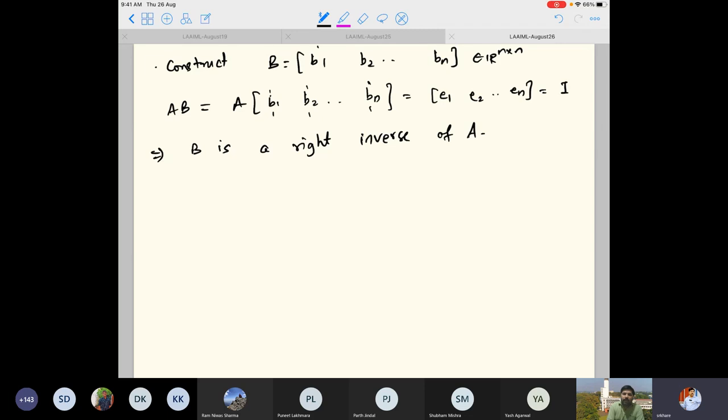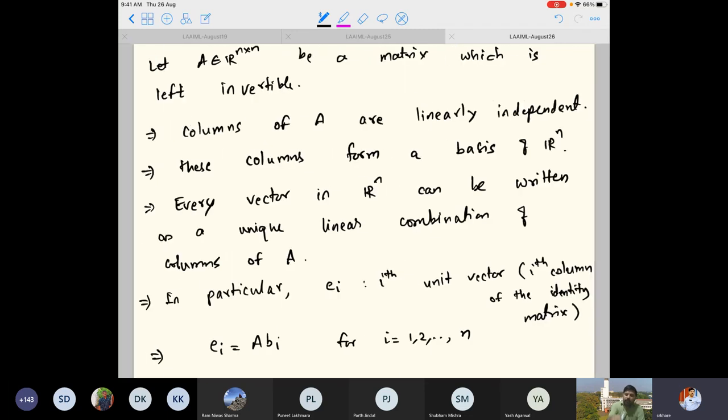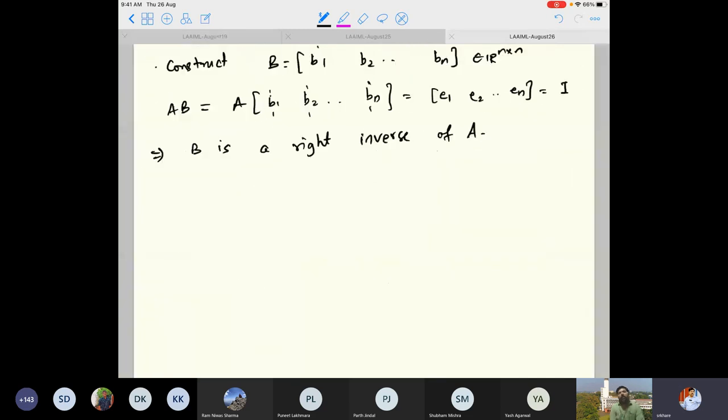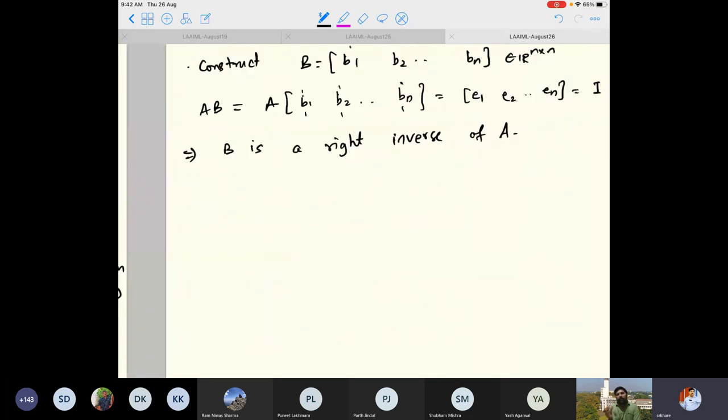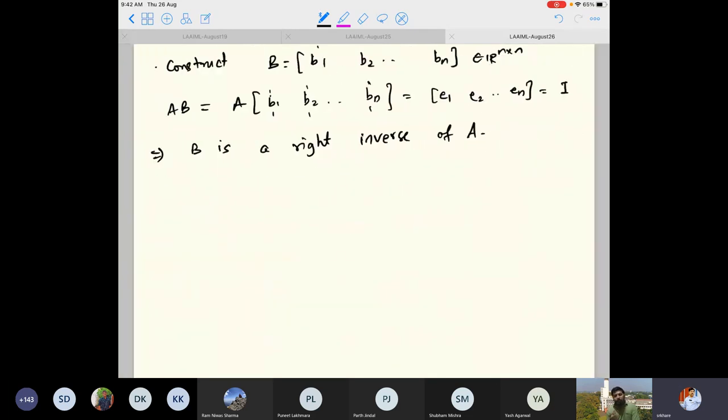Correct? So B is a right inverse of A, and once you know this, you know that it is left invertible as well as right invertible. So actually B is the inverse of matrix A. But you have actually proved in the case of square matrices, if it is left invertible, then it is right invertible also. And because the matrix is right invertible, you know that the rows of A are linearly independent. So you did not make use of the fact that columns being linearly independent implies that the rows are also linearly independent, right? You actually are able to prove it from this approach also.